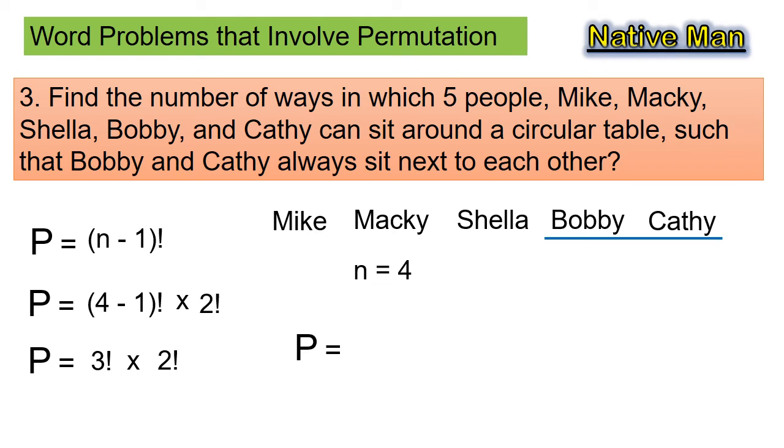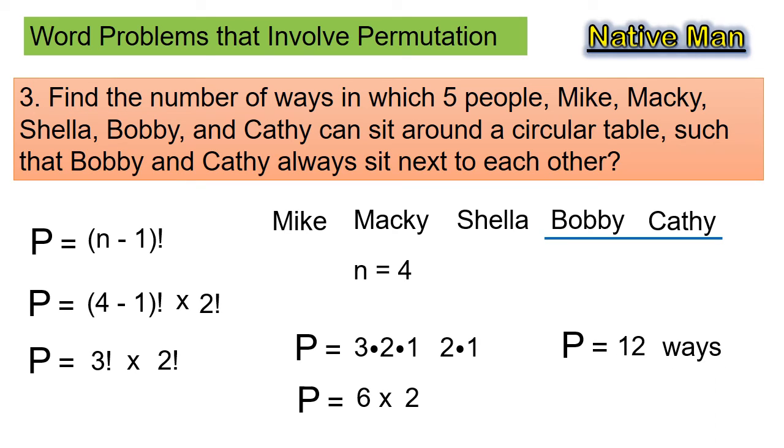So, P is equal to 3 factorial, which is 3 times 2 times 1, times 2 factorial, which is 2 times 1. So, 3 times 2 times 1 is 6, times 2 times 1 is 2. And 6 times 2 is equal to 12. So, there are 12 ways na sila po ay pwedeng magpalit-palit ng position.